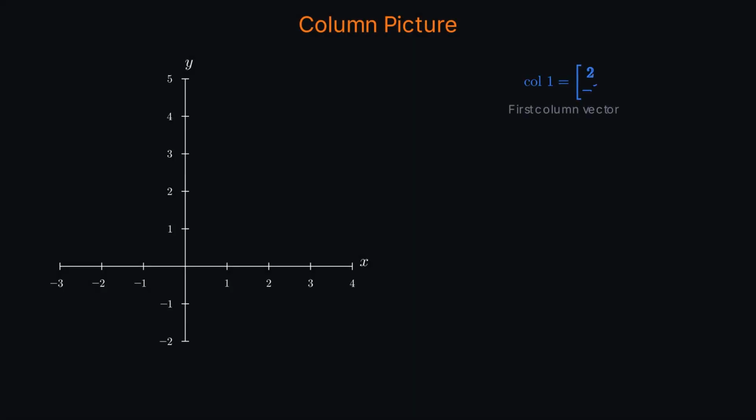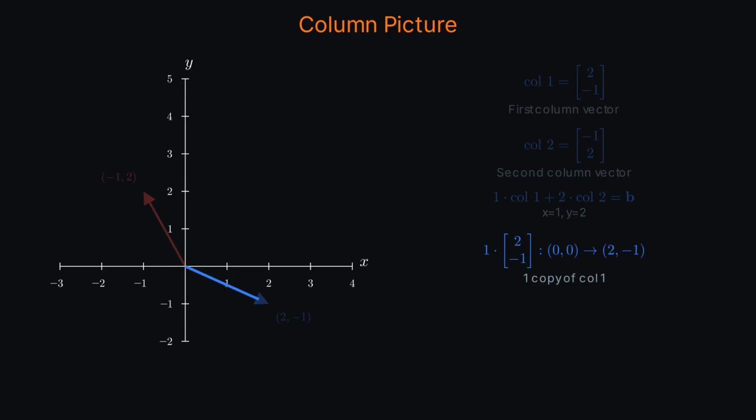Here's column 1, an arrow from the origin to the point (2, -1). Here's column 2, an arrow from the origin to (-1, 2). These are the building blocks. Now we need x equals 1 copy of column 1 and y equals 2 copies of column 2.